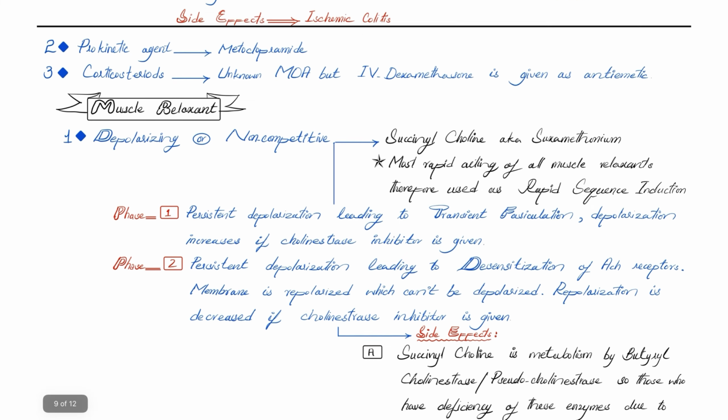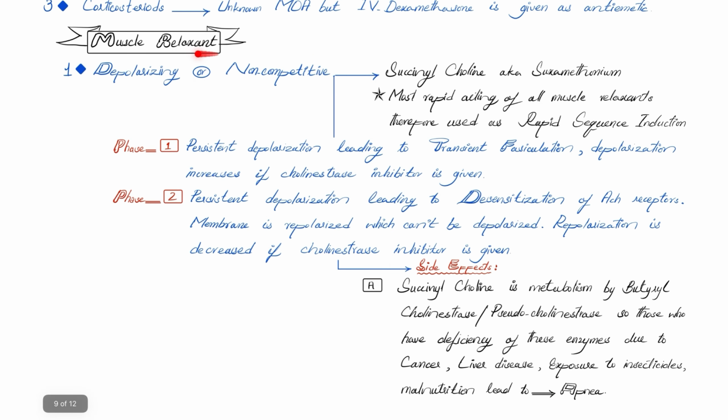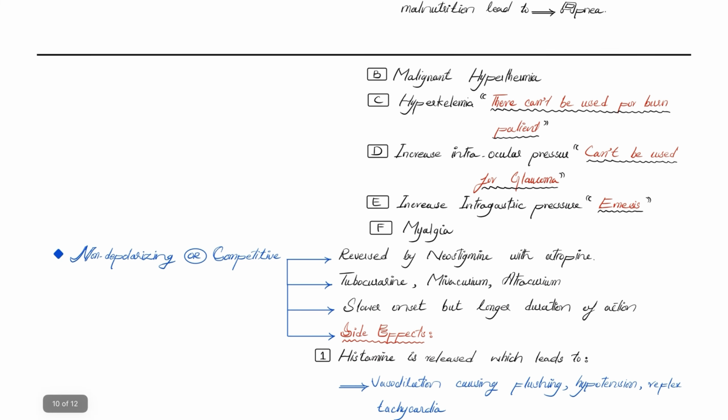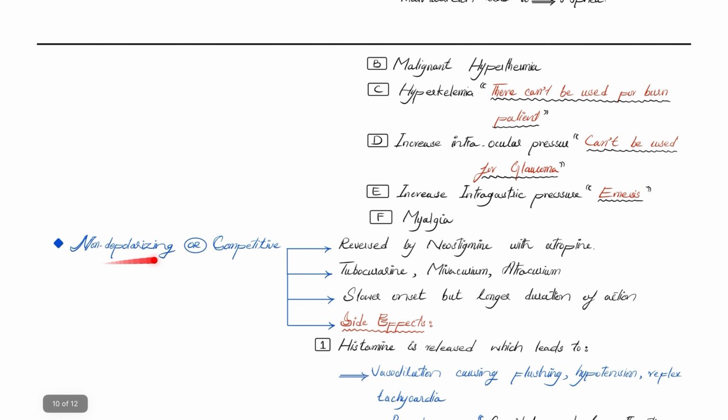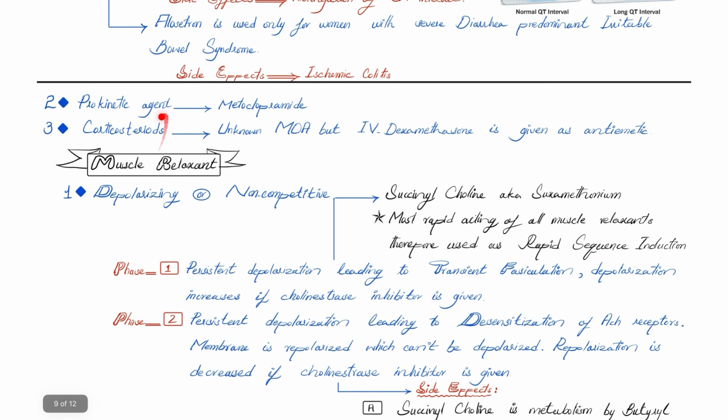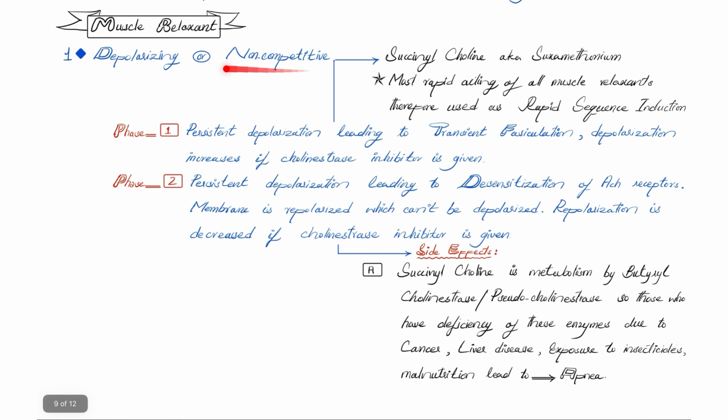Now, muscle relaxants. There are two types of muscle relaxants. One is depolarizing or non-competitive muscle relaxants, and the other is non-depolarizing or competitive muscle relaxants. The depolarizing or non-competitive muscle relaxant includes succinylcholine. It is the most rapid acting of all muscle relaxants, and therefore it is used for rapid sequence induction. We will learn about this in our next lecture.